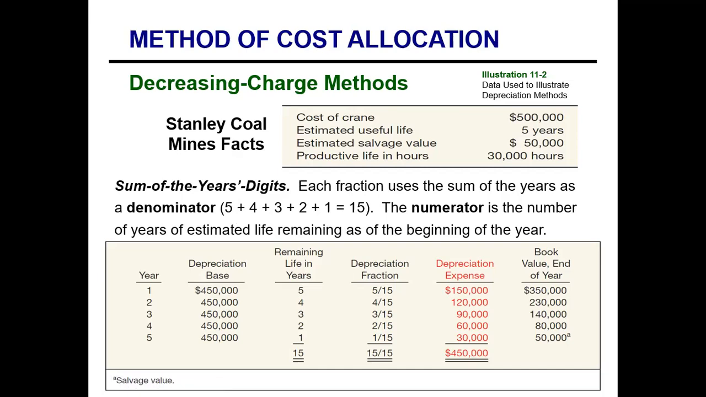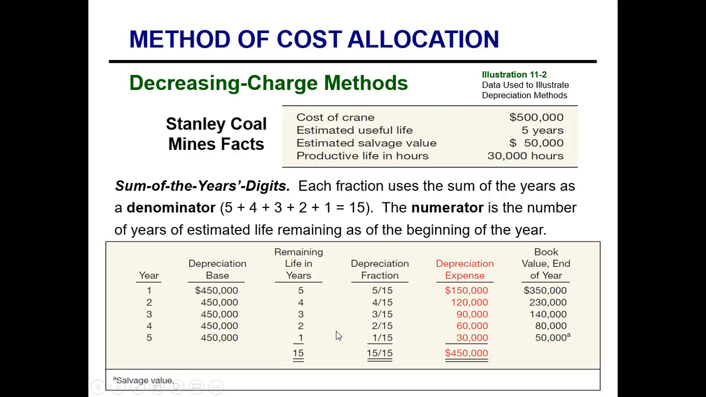And then whatever year it is, so if we're on year 1, we still have 5 years remaining. So we're using the fraction 5 over 15 to calculate the expense. If it's year 2, then we only have 4 years remaining. And so we're using 4 of 15 to calculate depreciation expense. At year 3, we've only got 3 years remaining. So we're using 3 of 15. And again, we're taking the 450,000 times 3 over 15 to get that depreciation expense, right?